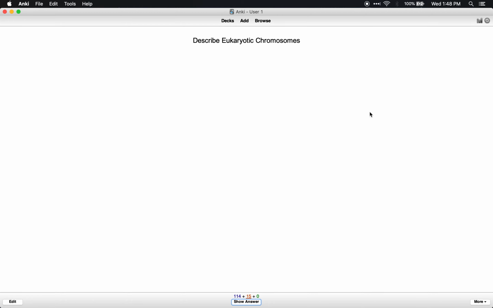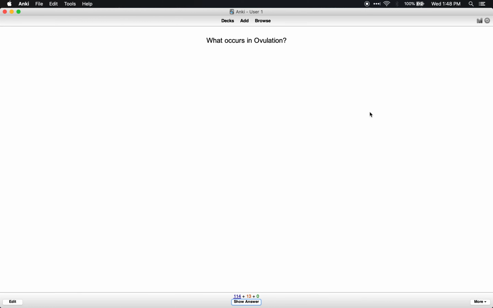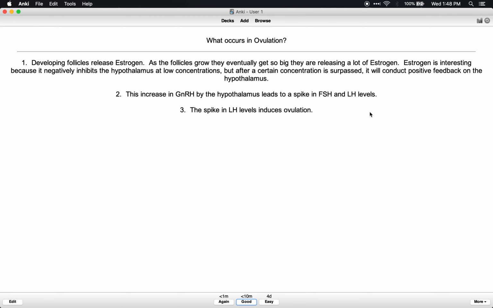Okay. Eukaryotic chromosomes contain histones. Blastocyst is the zygote with the inner fluid-filled cavity, and it will eventually make its way into the endometrium. What occurs in ovulation? In ovulation, a follicle will burst, and the secondary oocyte will make its way into the abdominal cavity where it's taken up by the fallopian tube.